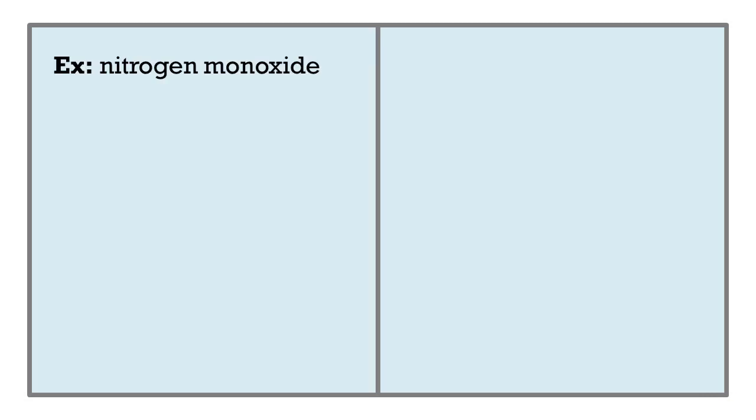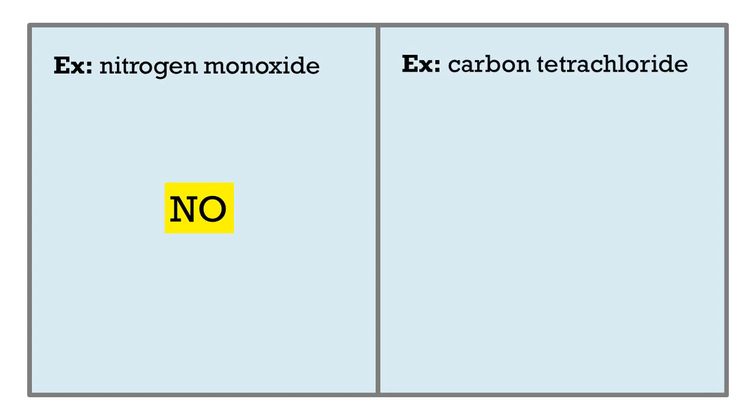Now let's have some examples. We have nitrogen monoxide. Its formula is NO. The prefix mono indicates that there is only one atom of oxygen. Another example, carbon tetrachloride. Its formula is CCl4. The prefix tetra indicates that there are 4 atoms of chlorine.